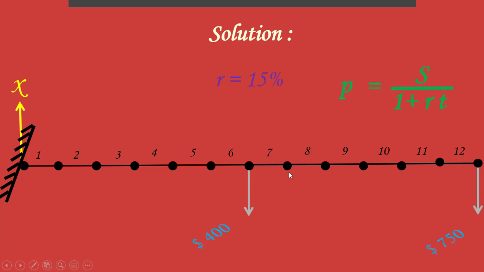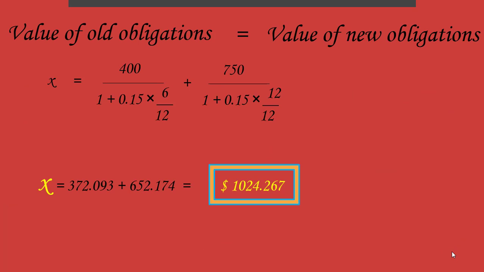The time diagram. The focal date lies before the maturity dates of old and new obligation. For $400 we will use formula B equal S over 1 plus RT, and the same for 750. So the main formula, value of old obligations equals value of new obligations.